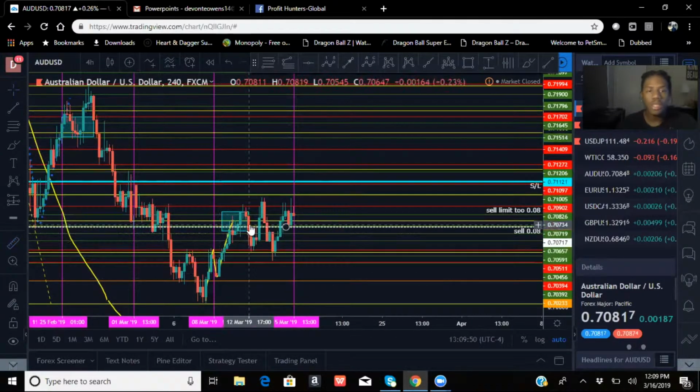So with this time, as you can see, the market went up and then got into a little bit of a range here. It started going sideways, no real direction. So we know what that means.